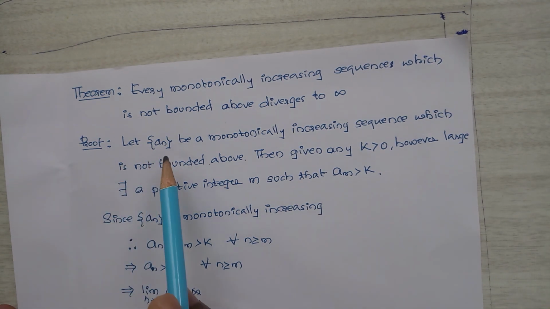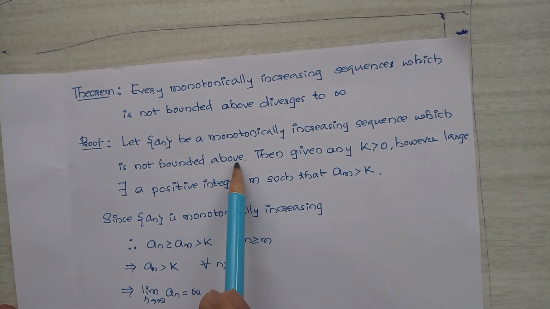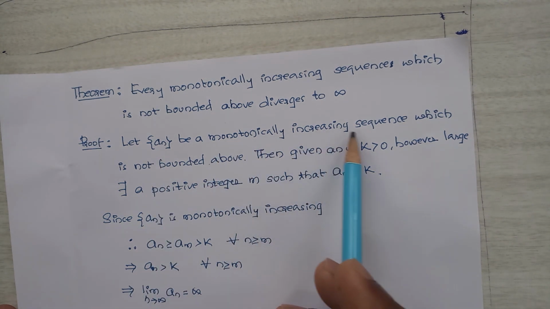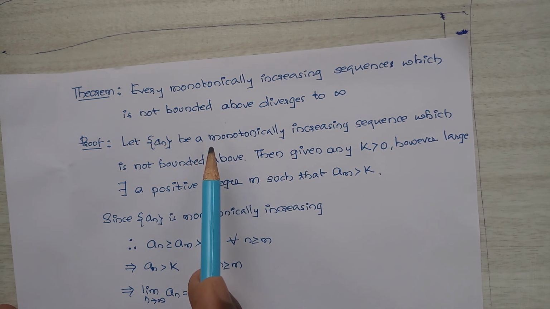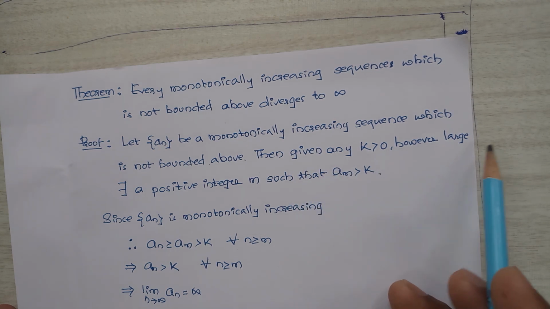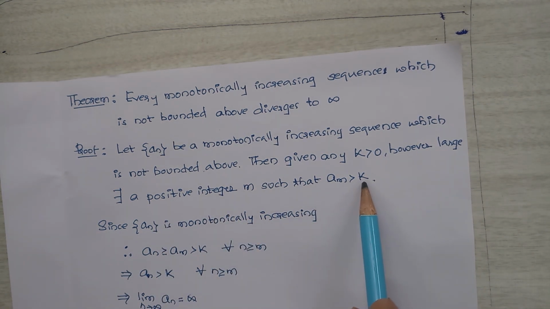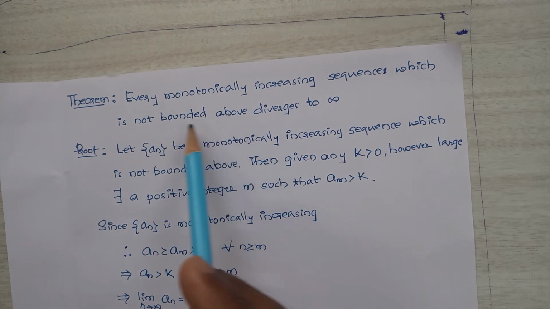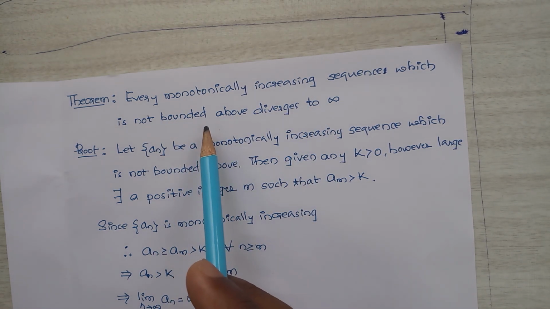The proof for this is: let an be a monotonically increasing sequence which is not bounded above. That is already given in the theorem statement. Then given any k greater than 0, however large, there exists a positive integer m such that am is greater than k. Because this monotonically increasing sequence is not bounded above.